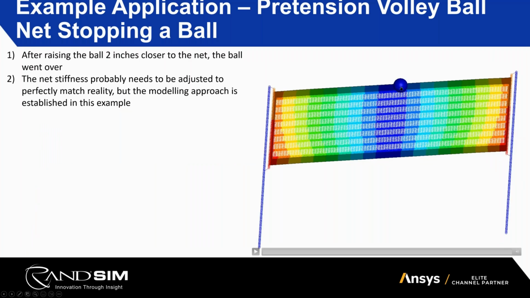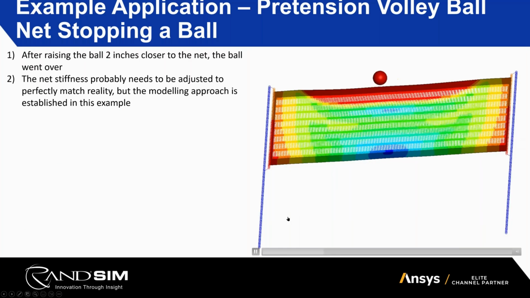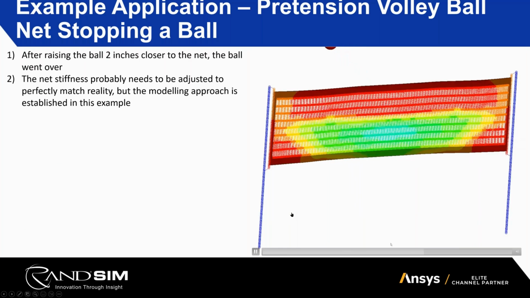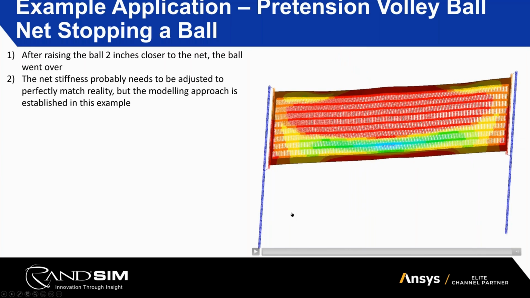Now, what happens if I make the volleyball 2 inches higher above the net, right? You can see that the volleyball will actually go over. And that's an interesting behavior to think about, because this is very similar to any kind of net capture device that we will do, right? You essentially have a cable pretension system that you want to be able to capture the stiffness and the contact behavior correctly. And that's the entire nature of any kind of net capture device model, right?